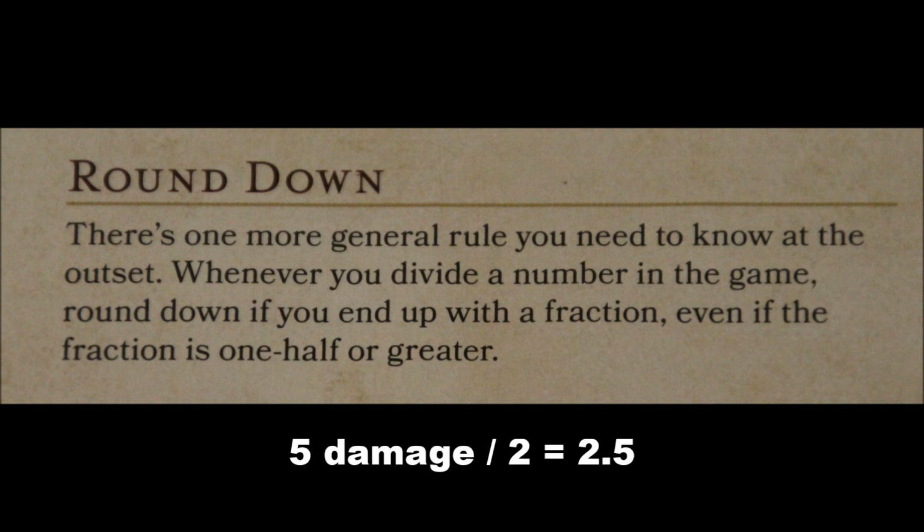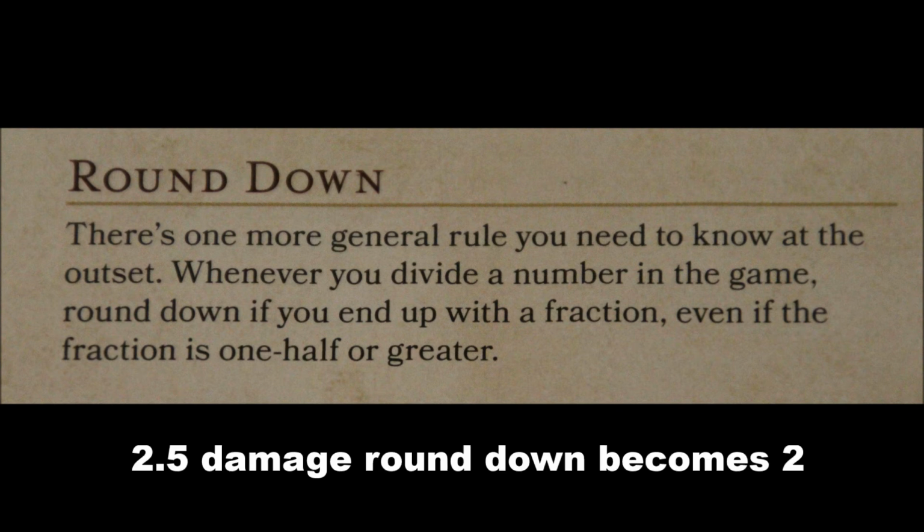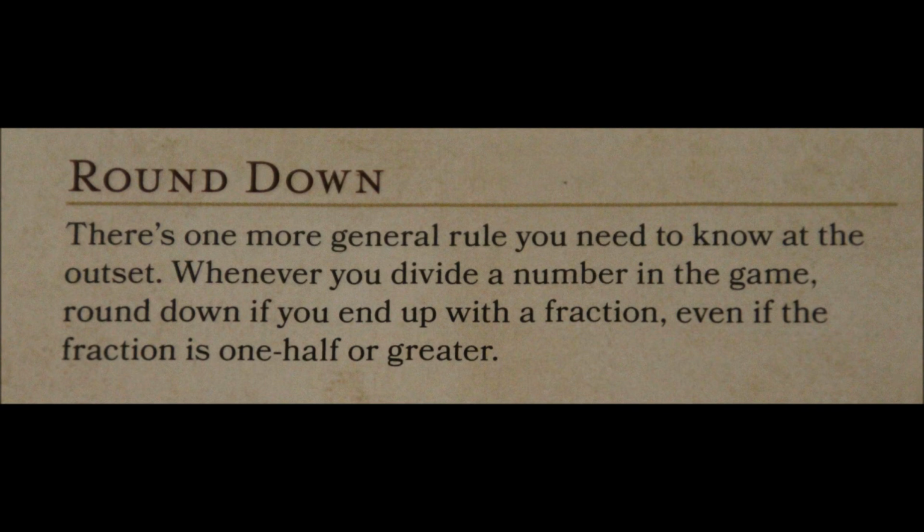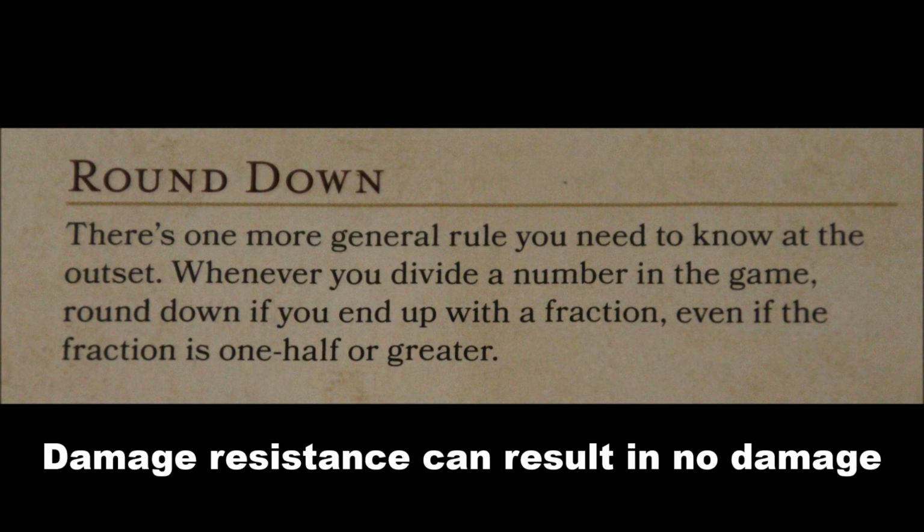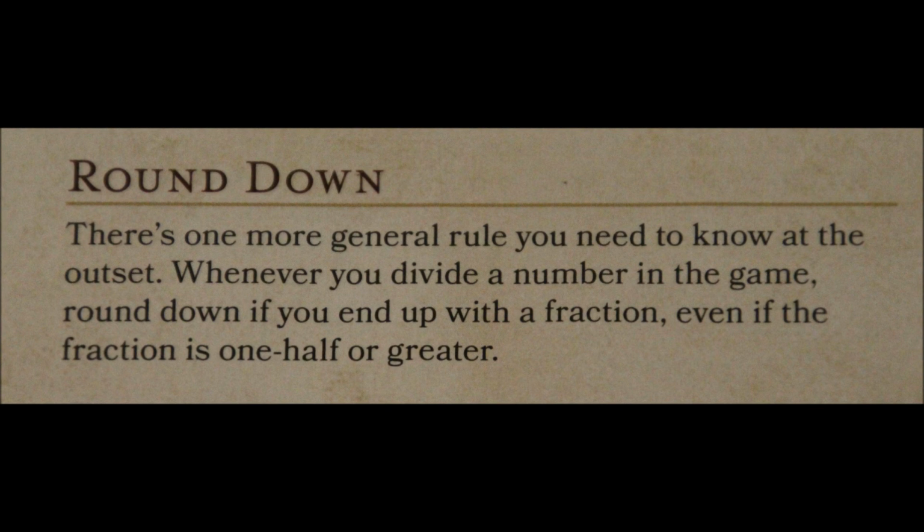And if you do 5 points, half of that is 2.5. You can't do 2.5 points of damage, so you round down to 2. So what happens if I do 1 point of damage to a creature that has damage resistance? Well, it's possible to come out with a 0 as a result when rounding down. You take the 1, you divide it, it comes out as half, and then you round down and you wind up with 0.